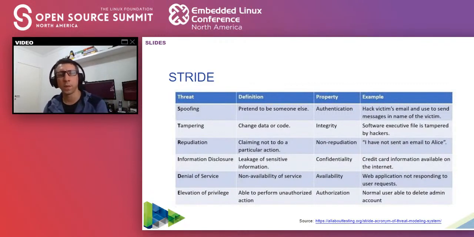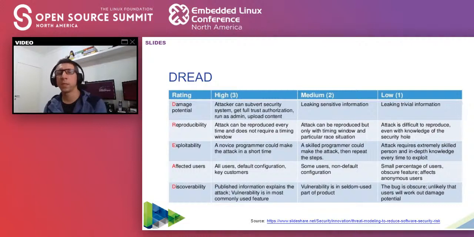So we have six kinds of threats. STRIDE stands for spoofing, tampering, repudiation, information disclosure, denial of service, and elevation of privilege. And then we would try to identify all of the threats using this methodology. And then we have the DREAD methodology, where we take all of the threats that we have already identified and rank them. The idea is to have a list of the threats organized by the most important threat, or the threat that could cause the most impact on your system, right?